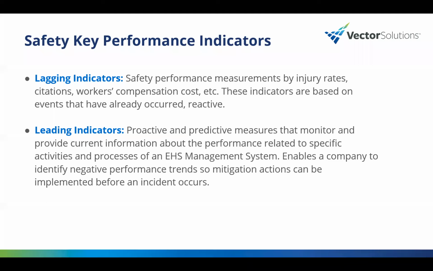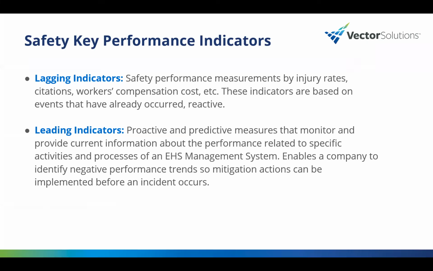So this is from initial report, investigation, root cause, corrective action management, lessons learned communication, all of those things in there. And then leading indicators, these are proactive and predictive measures that monitor and provide relevant information specific to safety activities or processes of an EHS management system. And when performance slips, it triggers action. So it's before an incident occurred.